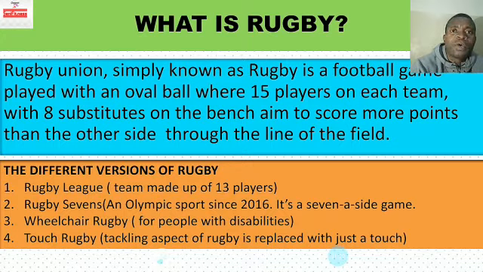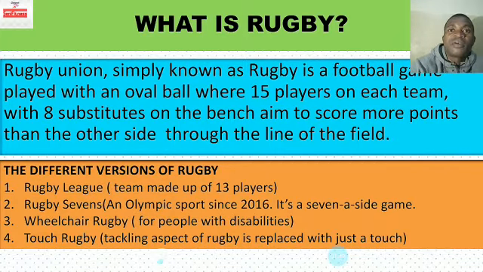Number 3, wheelchair rugby. This is a form of rugby that is meant for people with disabilities. Number 4, touch rugby. This is a form of rugby where the tackling aspect of rugby is replaced with just a touch.